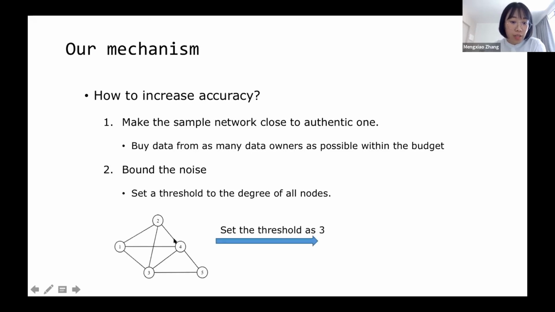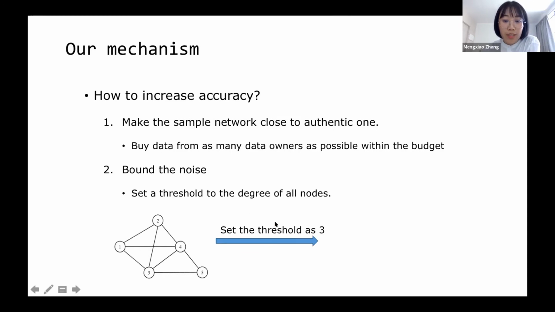For instance, here is the original graph. If we conduct the edge count query on this original graph, you can see that the graph size is 5 and the sensitivity would be 5, so the noise would be very large.